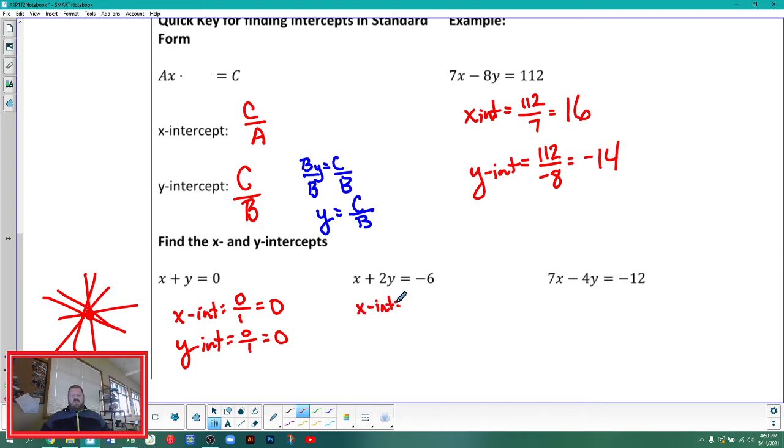Most of the other time, though, it's going to give us some good information. The x-intercept is going to be negative 6 over covering up y over 1, which is negative 6. The y-intercept, when I cover up x, is going to be negative 6 over 2, which is negative 3. Sometimes in standard form, they don't give us nice numbers. The x-intercept on this one, negative 12 over 7, that's probably about as good as I can do.